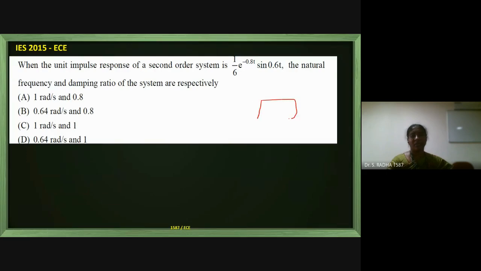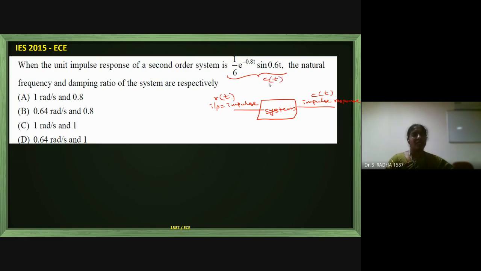we have a system, input is impulse signal. So the name of the output is impulse response. When input is an impulse signal, the name of the output is impulse response. Response means output, general representation is C of t. Input, general representation is R of t. They have given the equation for C of t. So this complete expression is the equation of C of t.